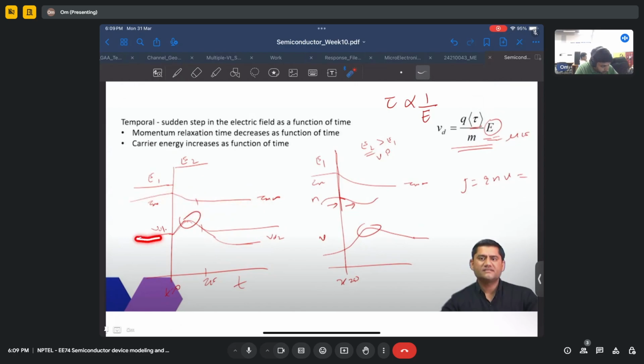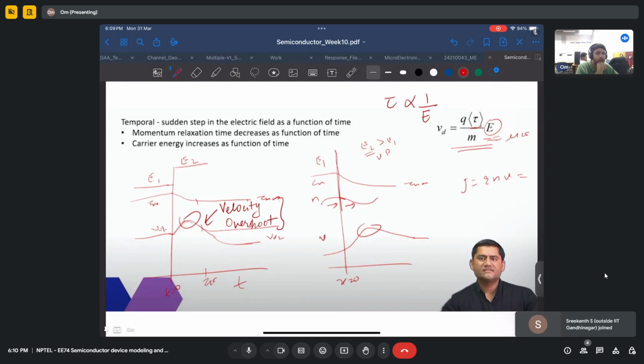So the velocity first initially increases because V is tau into E. So if E is increasing, tau should actually decrease, but tau is taking some time to go down. So V actually increases a little bit, then it comes down. So this is known as velocity overshoot. This is a very important phenomenon which is not captured by the drift diffusion model and is captured by the hydrodynamic model. So that is the importance of hydrodynamic model.